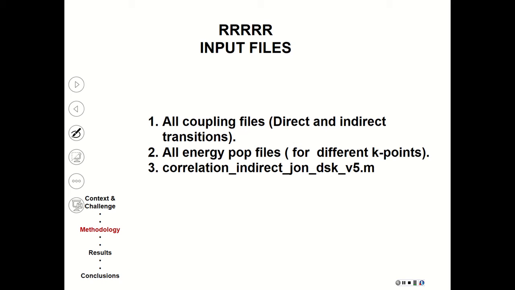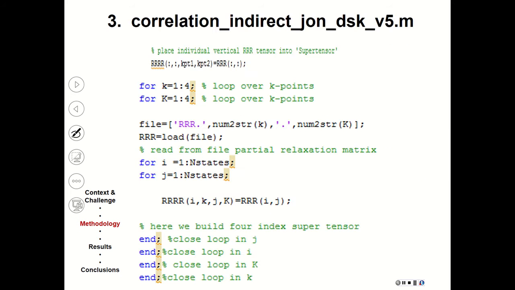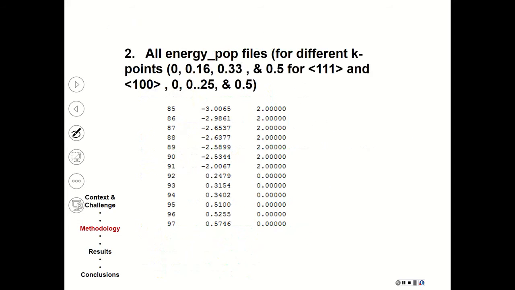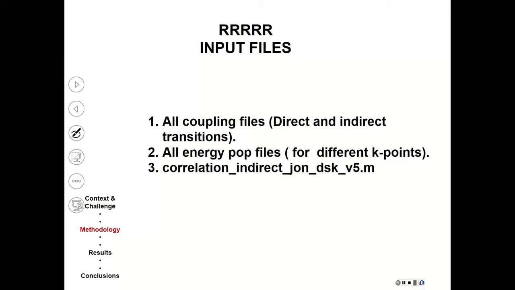Okay, now since we considered 4 different K points, for each K point we calculated Redfield tensors. So first, for each K point we calculated Redfield tensors, and then we have 4 Redfield tensors, 4 files, and then we combine those 4 files together.